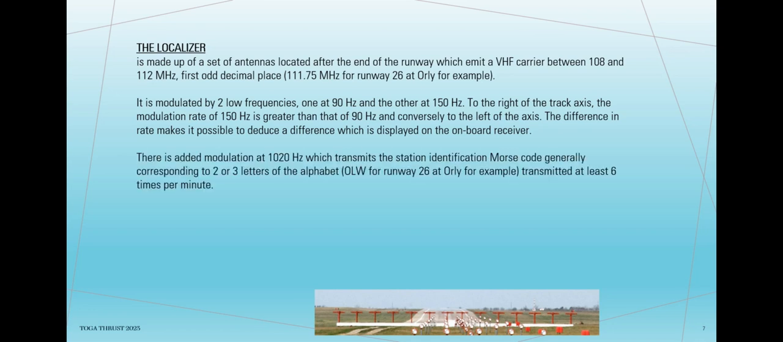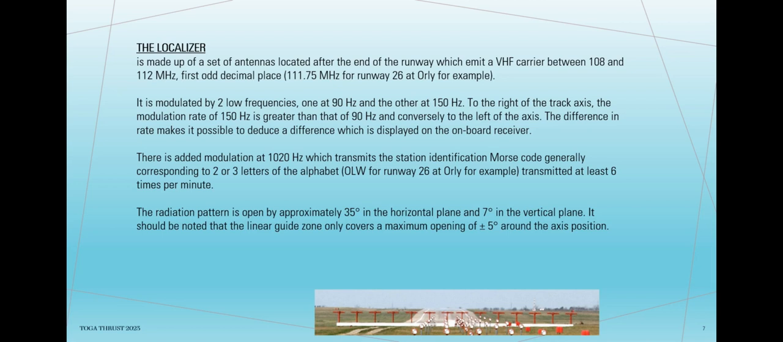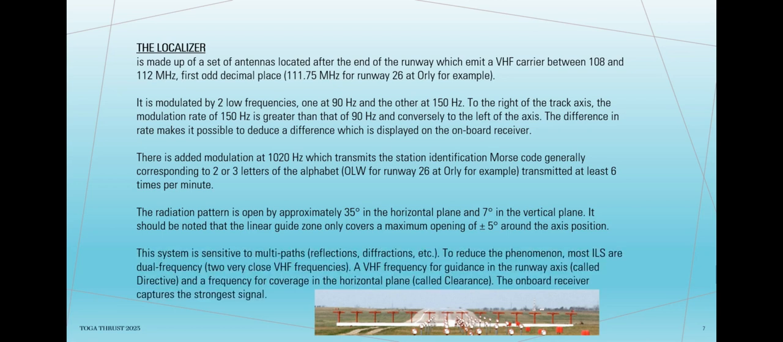There is added modulation at 1020 Hz which transmits the station identification in Morse code, generally corresponding to 2 or 3 letters of the alphabet, Oscar, Lima, Whiskey for runway 26 at Orly, for example, transmitted at least 6 times per minute. The radiation pattern is open by approximately 35 degrees in the horizontal plane and 7 degrees in the vertical plane. It should be noted that the linear guide zone only covers a maximum opening of plus or minus 5 degrees around the axis position.